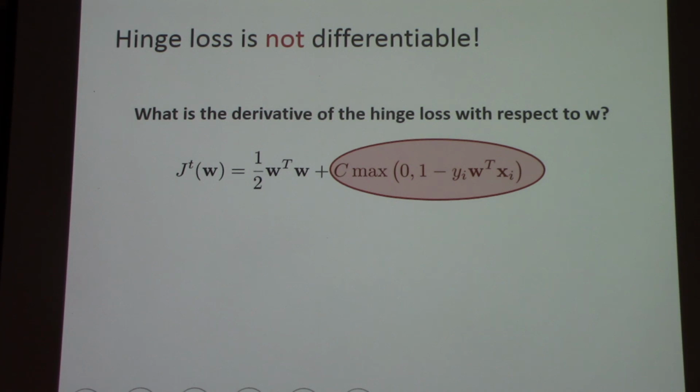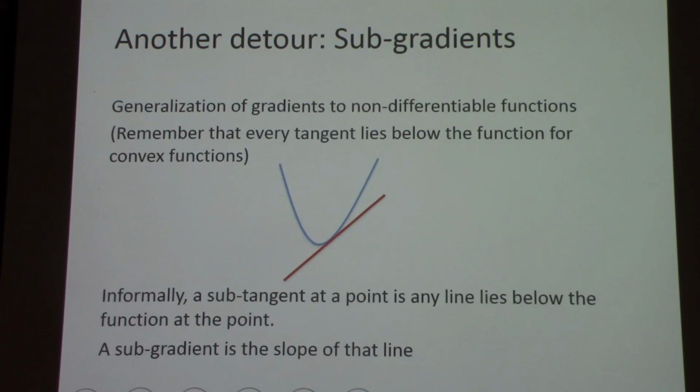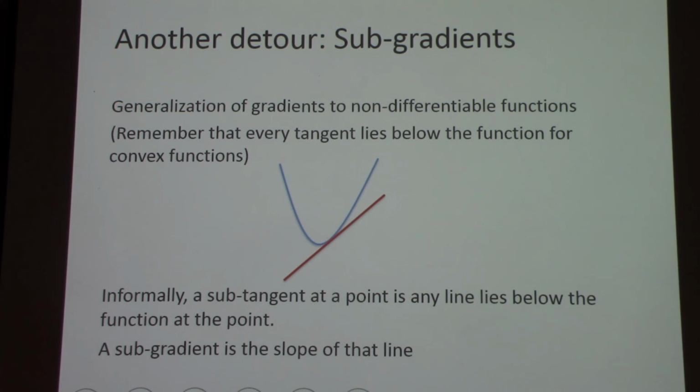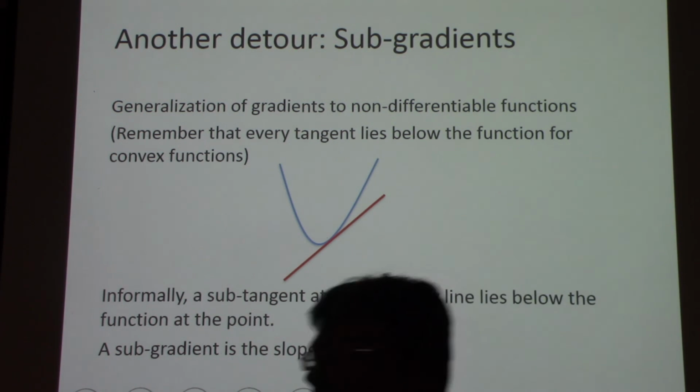And the solution there is a new concept. Probably not all of you have seen this before. It's an idea called subgradients. It's a generalization of gradients called subgradients, and I'm going to stop with this detour right after I finish this. It's a generalization of gradients to functions that are not differentiable. And in order to get to this generalization, we have to think about what a gradient is. The gradient is the slope of the tangent. A tangent is a line that lies below the function, or a plane that lies below the function everywhere.